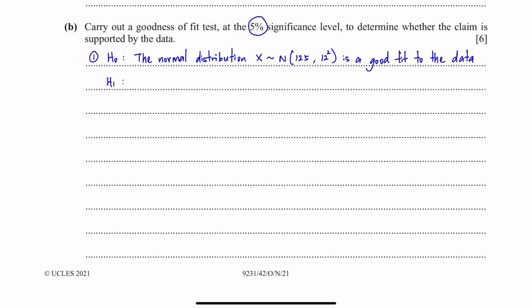And the alternative hypothesis would be the opposite of it, which is the normal distribution with the mean of 125 and variance of 12 square is not a good fit to the data.